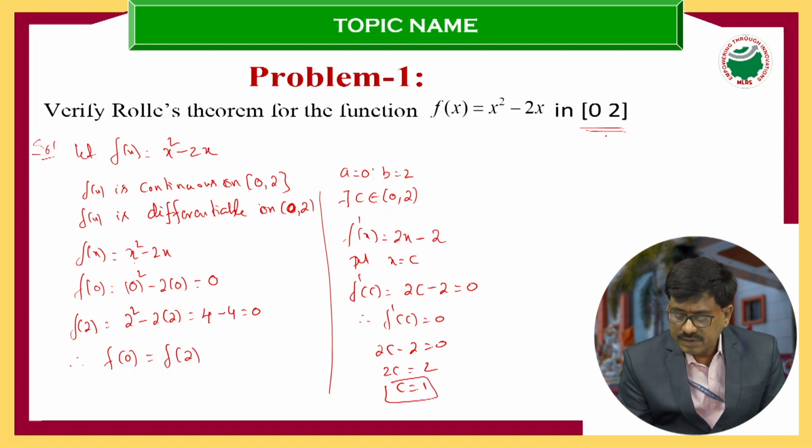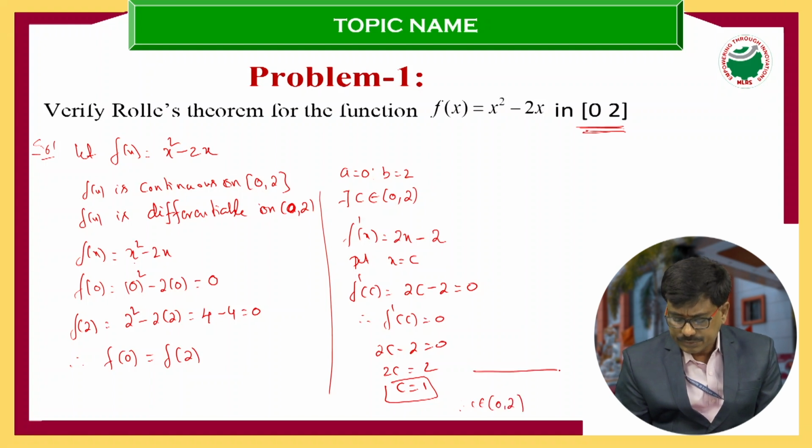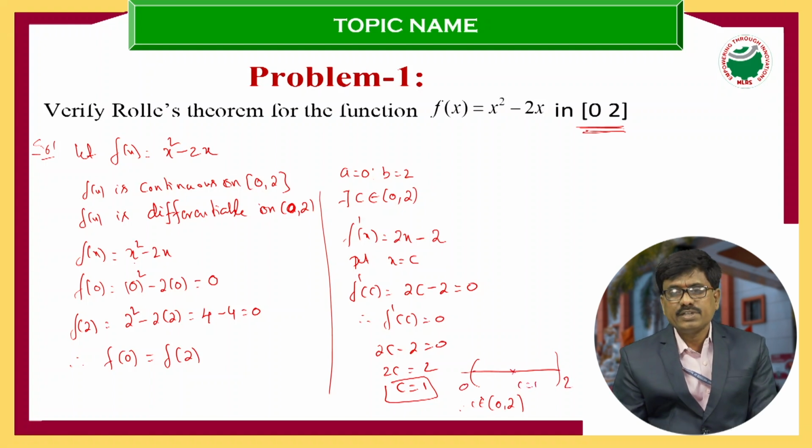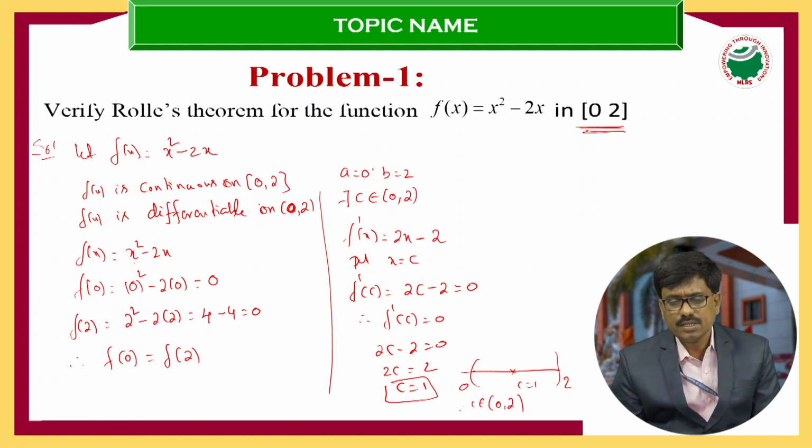This c value always lies between where to where? 0 and 2. Therefore, c belongs to the open interval 0, 2. We take c equal to 1 in between a and b. Therefore, this function satisfies Rolle's theorem. What is the statement? One is a continuous function, second is differentiability, and the third condition is f of a equal to f of b, and also f dash of c is equal to 0 at this particular point c, and that c value lies in the open interval a comma b. This is the condition of Rolle's theorem.